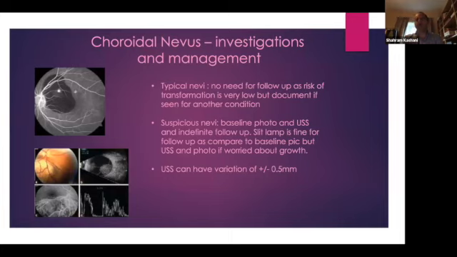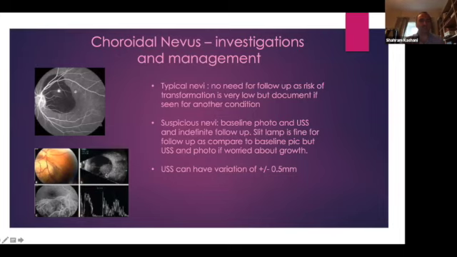So if you've got any nevus that doesn't fit the typical criteria, we follow them up with baseline pictures and ultrasound, and then we picture them every year and repeat the ultrasound to make sure that there's been no growth. Remember, we said anything more than 1 millimeter thickness is suspicious, but actually the measurement error within ultrasound can be 0.5 millimeters. So sometimes you'll do a scan and it will say it may or may not have grown, and then we might have to see them sooner to make sure that hasn't happened.